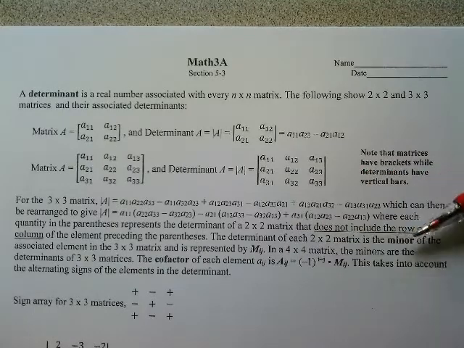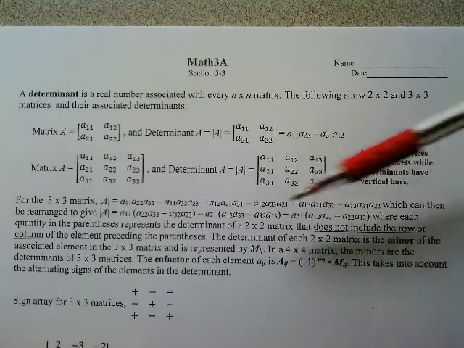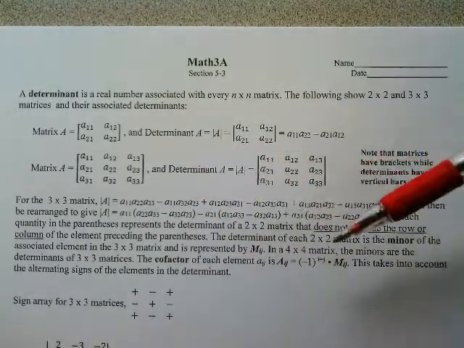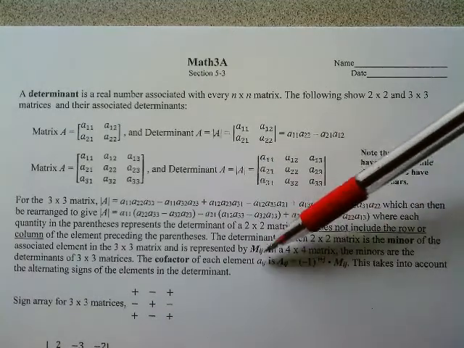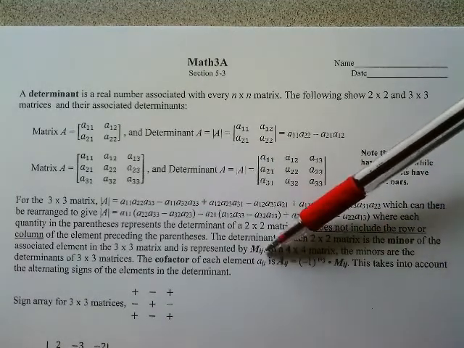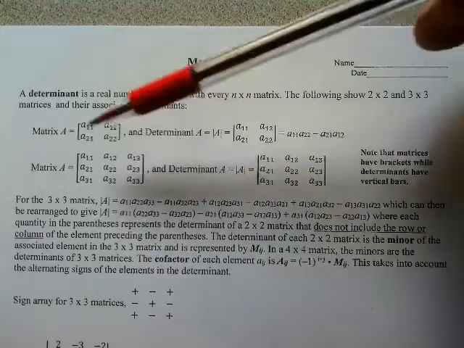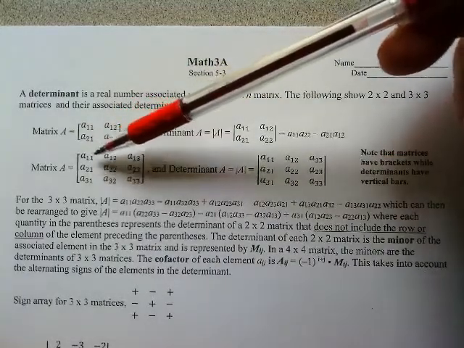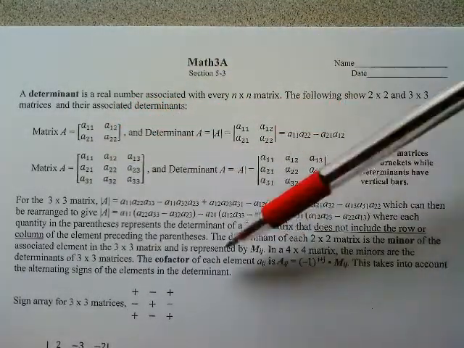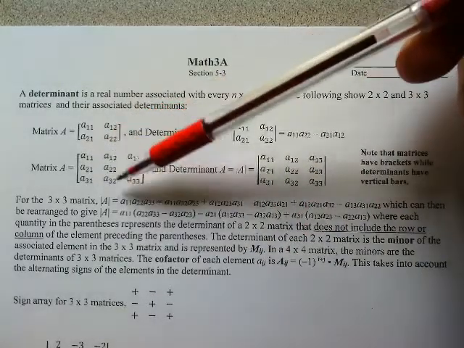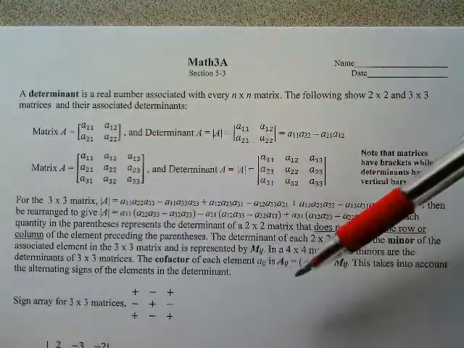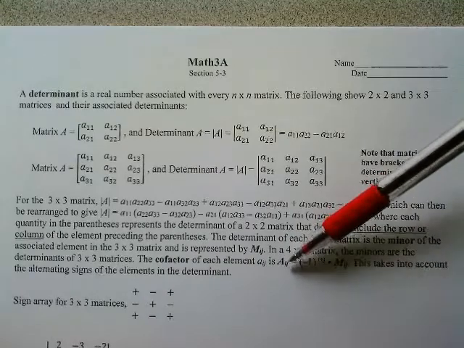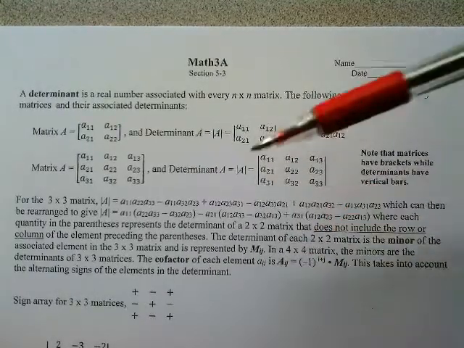The 2 by 2s are called the minor, associated with each element in that 3 by 3 matrix. We can formally represent that as Mij, and again the ij's represent the rows and columns for each one. And then the element that is associated with those is called the cofactor, and it can be labeled Aij.